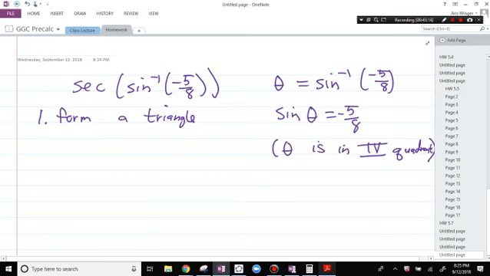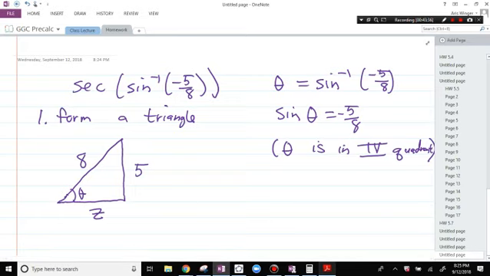So then we form a triangle, right? And we can drop the signs for the moment because we'll deal with that at the end. We're talking about theta. Sine is then 5 over 8, and we're looking for this, and this is not pretty at all. Okay. We're talking about 64 minus 25, 39. Square root of 39. Let's do it.